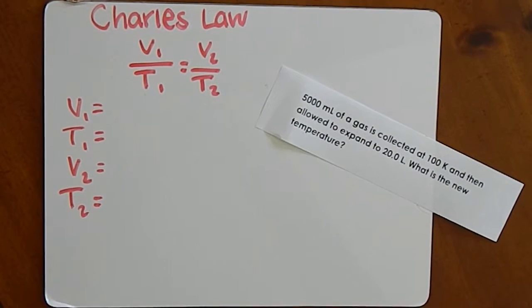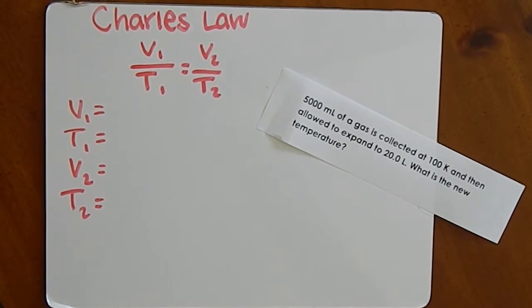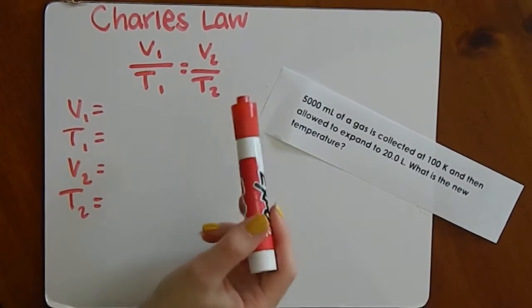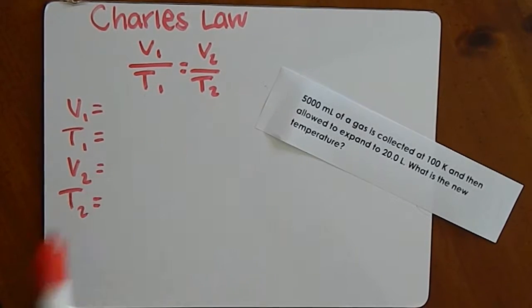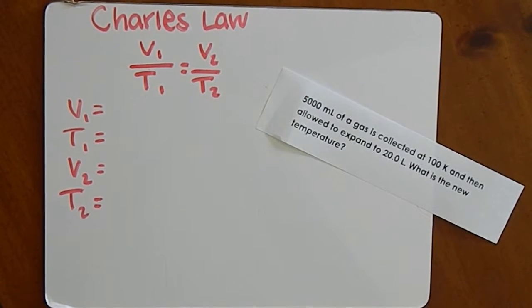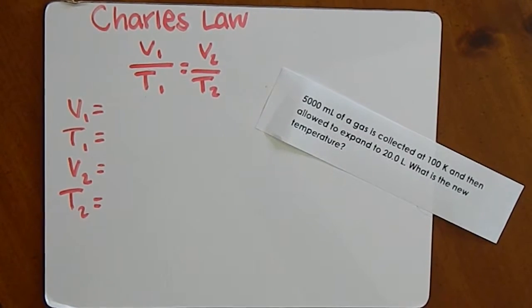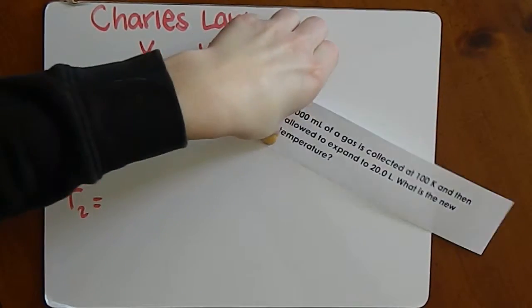And so Charles' law says that the volume and temperature of a gas are directly related. So when one of them increases, so does the other. The equation for this is V1 divided by T1 equals V2 divided by T2. As we know, V1 is the initial volume and V2 is the final volume. But now we have temperatures. So we have T1, which is the initial temperature, and we have T2, which is the final temperature.